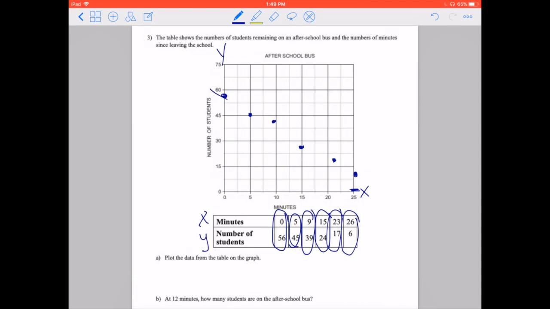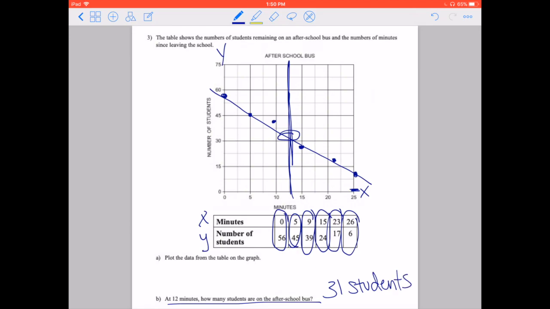So you can kind of see that it makes a line. As time goes by, there are fewer and fewer students on the bus because they are leaving and getting off the bus. All right, so it says at 12 minutes, how many students are left on the after-school bus? So we've got about 12 minutes right here, and we can see where it crosses our line. So about 31 students are left on the bus. So you can say 31 students are left on the bus. All right, so I'm going to give you one to do on your own.